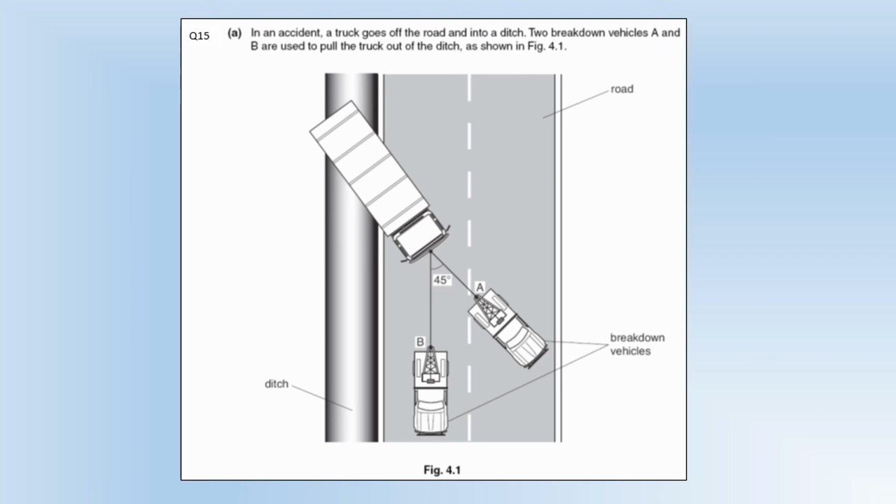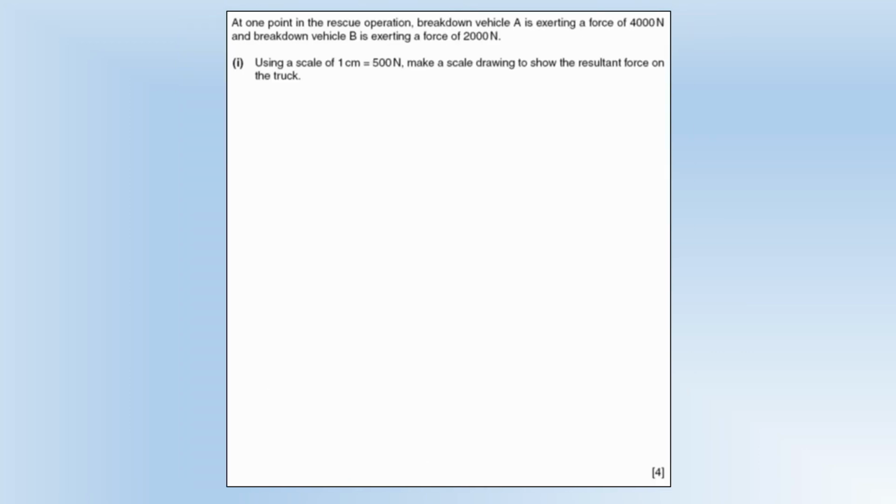In an accident, a truck goes off the road and into a ditch. Two breakdown vehicles A and B are used to pull the truck out of the ditch. They are at an angle of 45 degrees to one another. At one point in the rescue operation, breakdown vehicle A is exerting a force of 4,000 newtons and breakdown vehicle B is exerting a force of 2,000 newtons. Using a scale of 1 centimetre equals 5 newtons, make a scale drawing to show the resultant force.